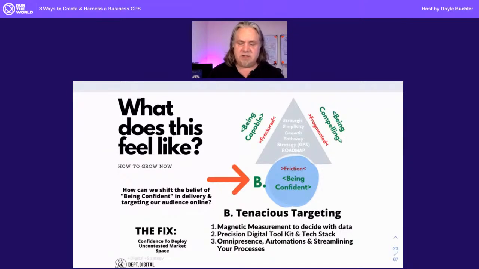The B side is being confident. The pain, the friction, is friction itself, right? It's slowing us down. It's weighing us down. It's holding us back, that sort of thing. How do we overcome that? Tenacious targeting. What does that actually mean? Well, it means looking at magnetic measurement to decide with data. A lot of us just kind of go with the flow and follow that rut down the road or up the hill or whatever the case may be.